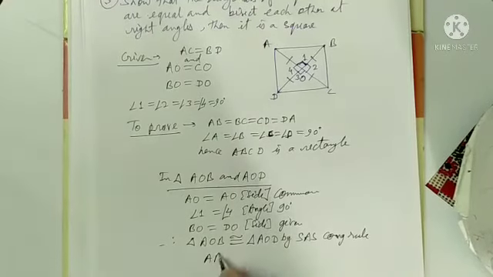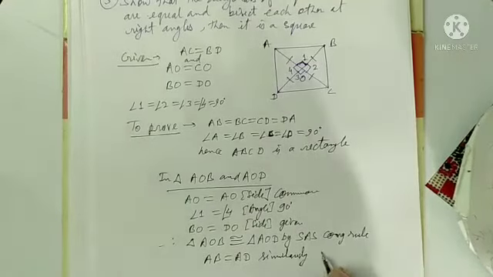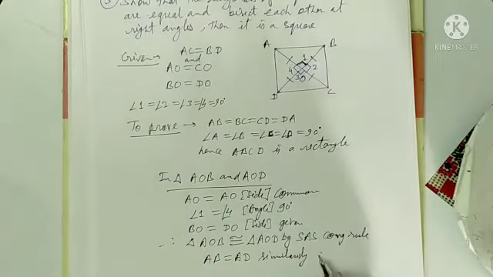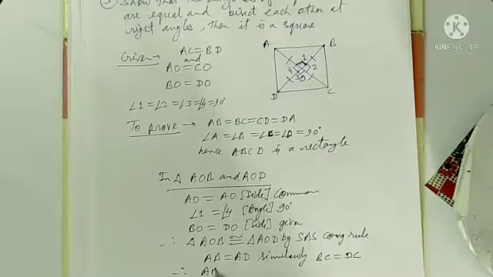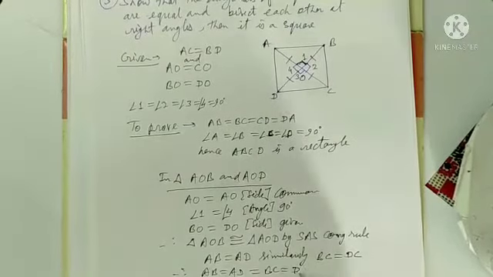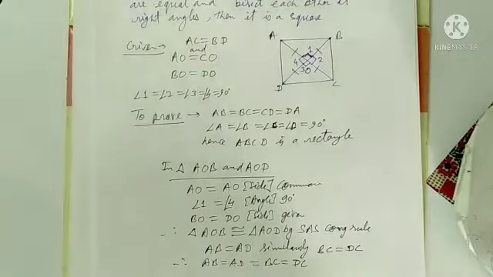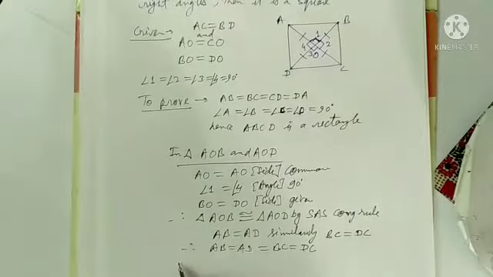Therefore we can say AB is equal to AD. Similarly we can say that BC is equal to DC. So AB is equal to AD is equal to BC is equal to DC, which means all four sides are equal by CPCT.